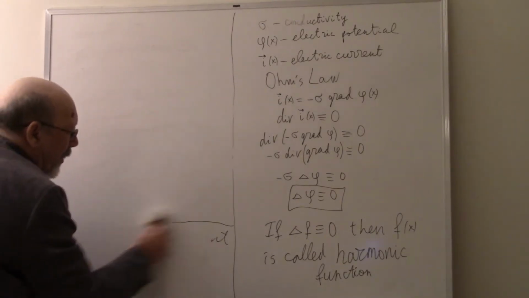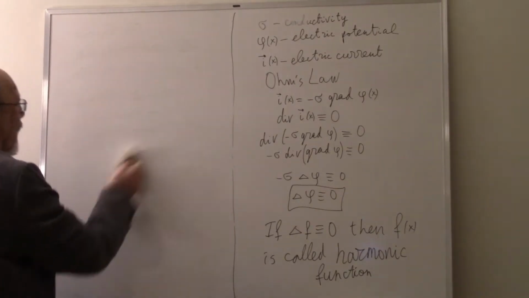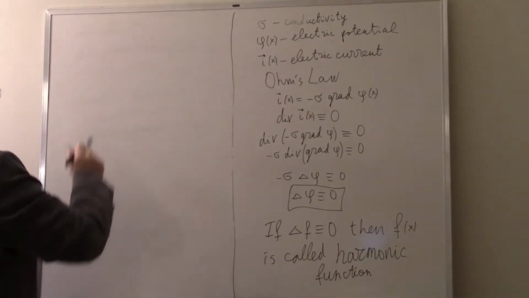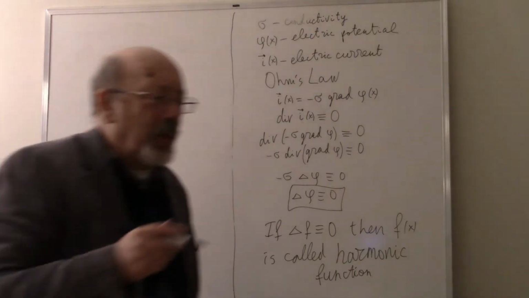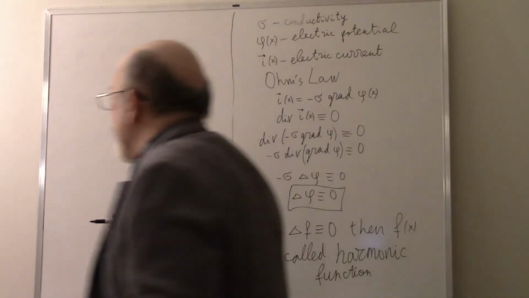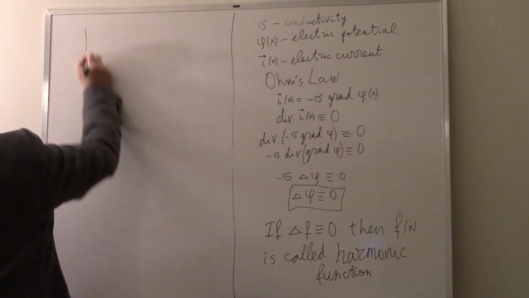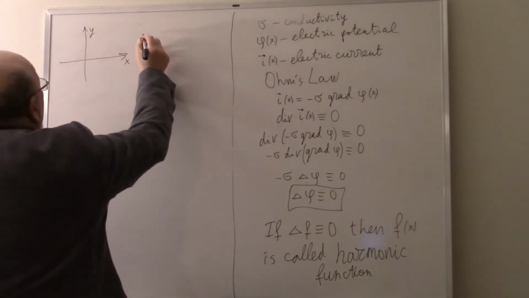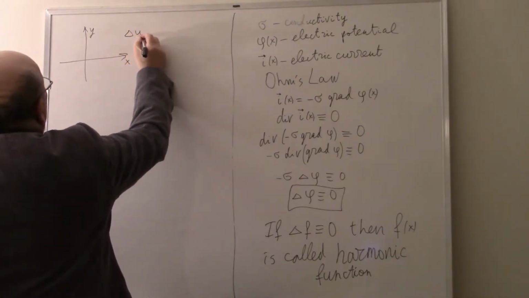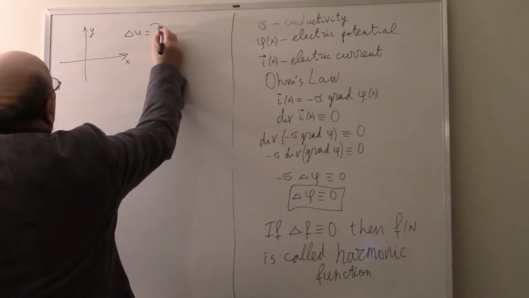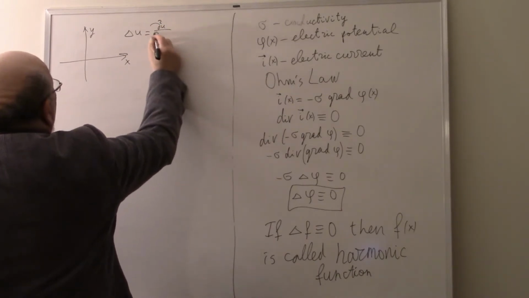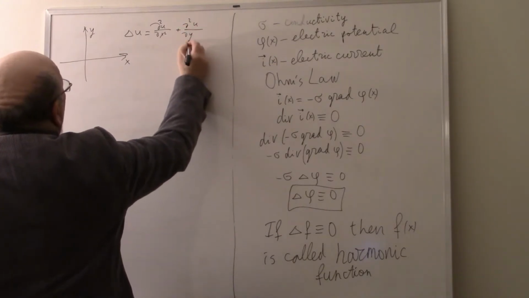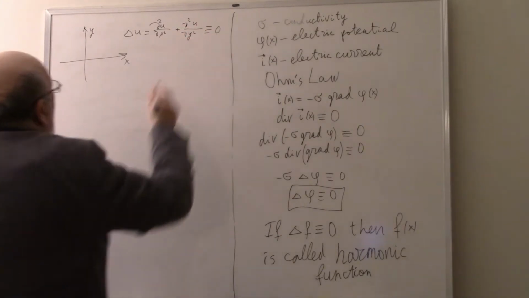Now, the question is the following, I would say, what I'm talking about. Consider, say, equations in the plane. So we have the plane xy, and the equation Laplacian u equals d2u dx square plus d2u dy square is 0.